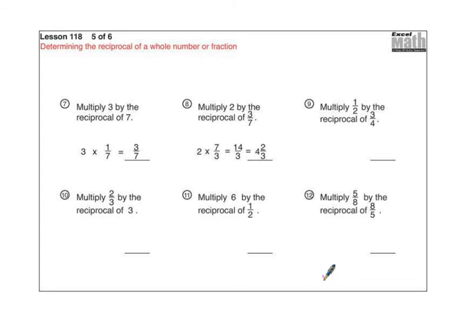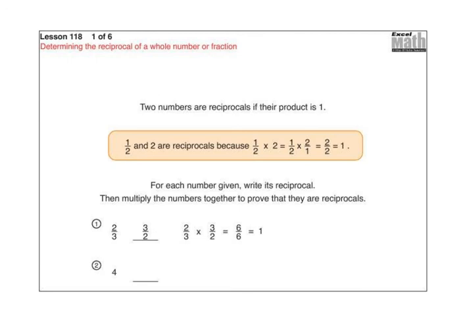Fifth grade Excel, lesson 118, determining the reciprocal of a whole number or a fraction. We got to back this thing up, get to the beginning. All right, two numbers are reciprocals if their product is 1.